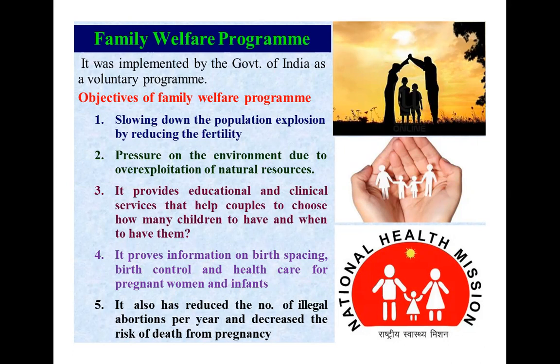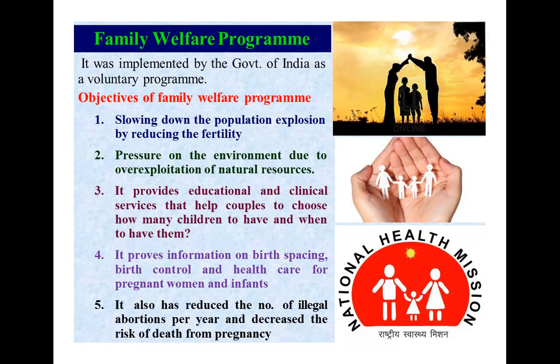The second objective of the family welfare program is to reduce the pressure on the environment due to overexploitation of natural resources. If the population is growing continuously, then there will be overexploitation of natural resources. We know that even though they are natural resources, they are not present in a huge quantity in nature, and if we use them continuously, their replenishment is not easy. So there is a need to conserve them, to save them, and to use them in a justified manner.